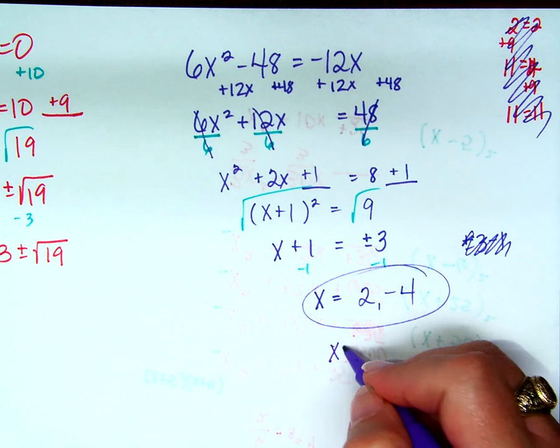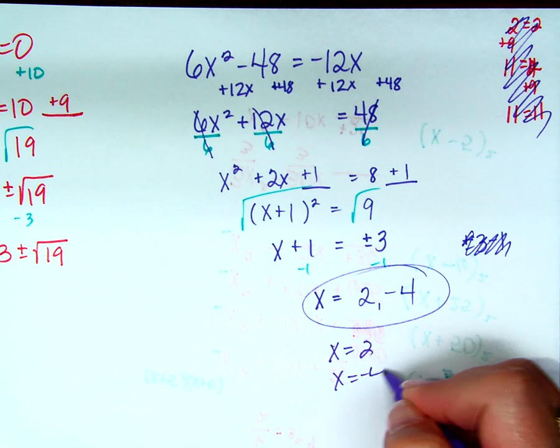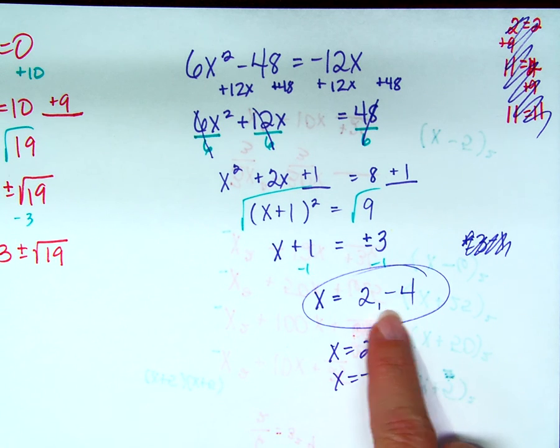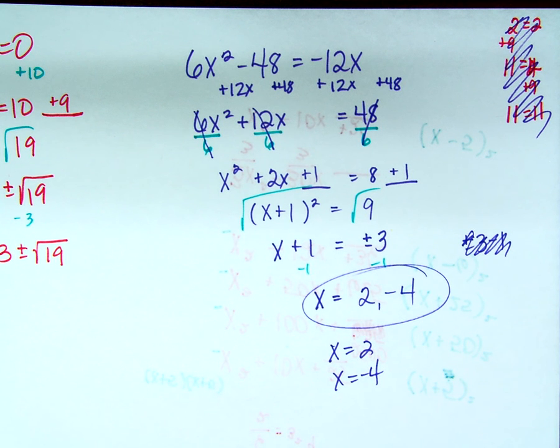So you want to write x equals 2 and x equals negative 4? That's fine. This way just uses less graphite. Questions about this? How comfortable do you feel completing the square? Awesome.